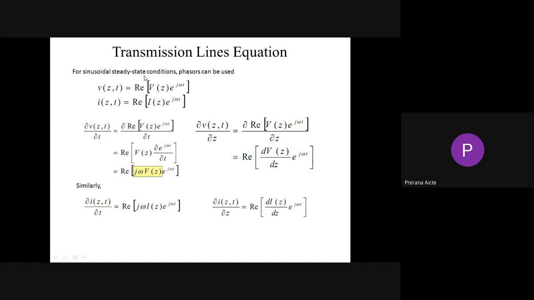So while taking the differentiation, dou V by dou t is equal to dou of the real part. Similarly, dou I by dou t is equal to the real part of j omega into I of Z.